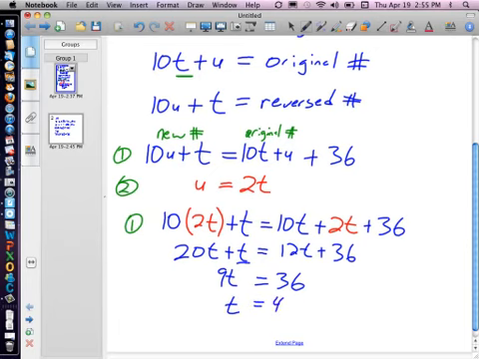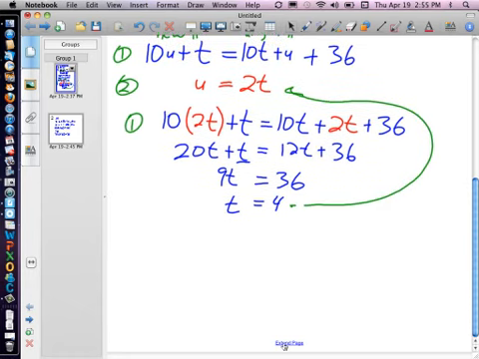9, 18, 27, 36. Now if I plug that right into this equation, it's pretty easy to solve for u. So 2 times 4 is 8. So u is going to equal 8. So I think that the answer is 48 is the original number.